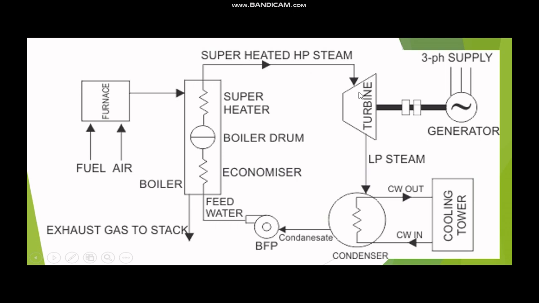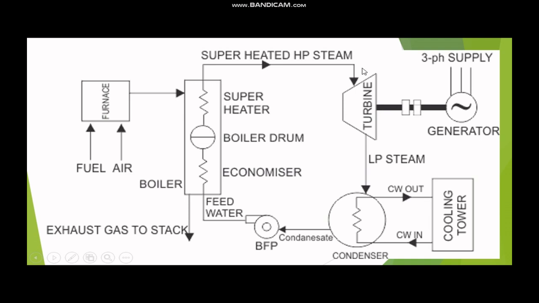Now that steam goes to the turbine. Before that, there are two components, the superheater and economizer. The superheater and economizer are also called boiler accessories, which are very useful to improve the efficiency of the boiler or the overall efficiency of the plant. How they work we'll discuss in the boiler accessories and mountings session. But before that, the steam produced, the superheated steam, strikes the turbine.